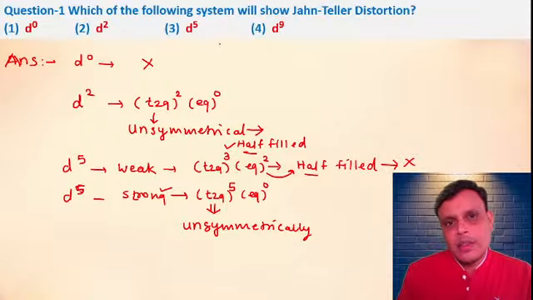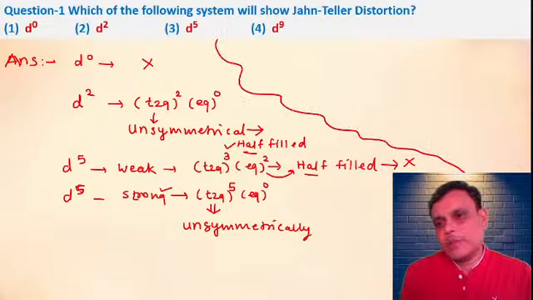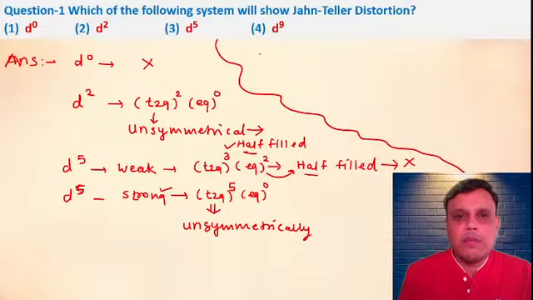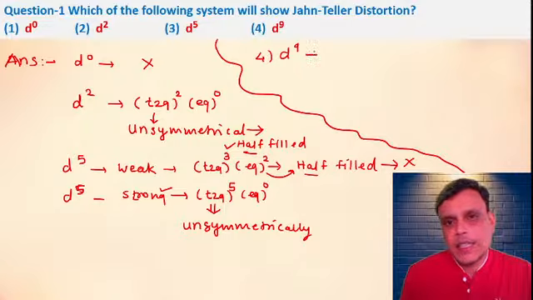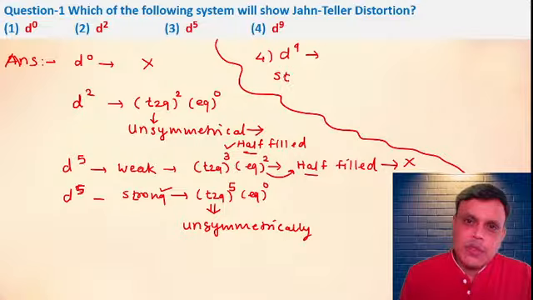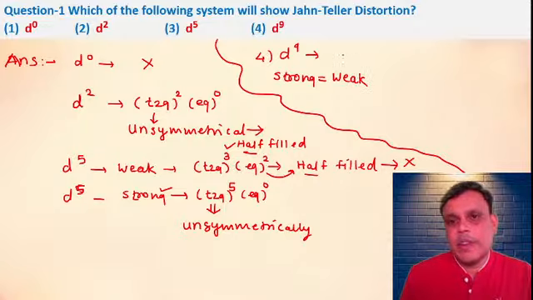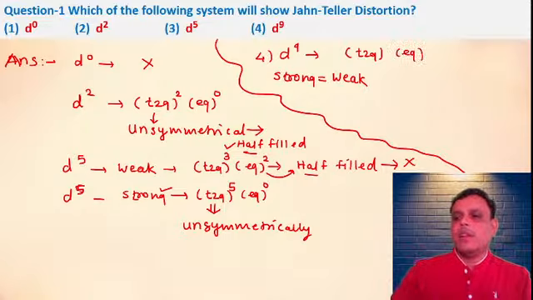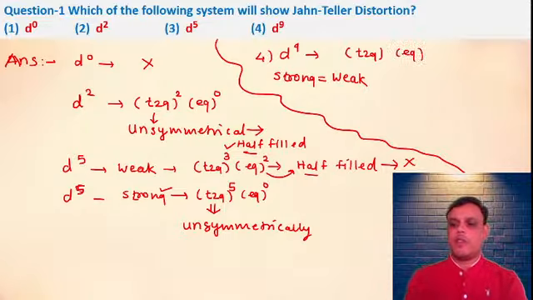Now take the fourth one. Fourth is D9. The D9 system in strong field as well as weak field is similar. So tell me the electronic configuration of the D9 system.